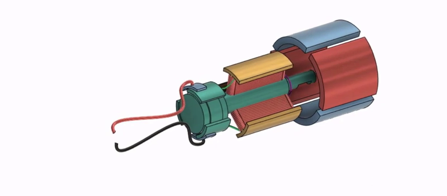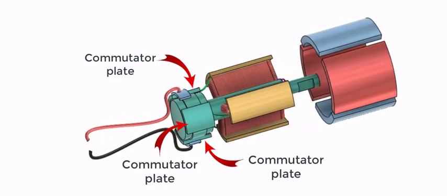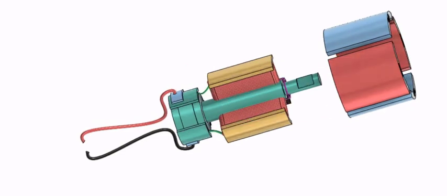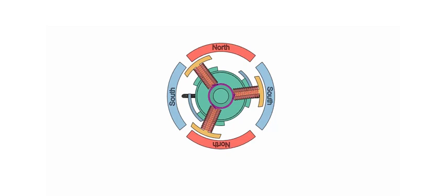explaining the concepts. Additionally, this motor features three commutator plates connected to the rotating rotor components. Each commutator plate is linked to a single electromagnet using a small copper wire. On the upper side of the motor, there is a circular wire ring connected to all three coils. Let's explore the current supply in this motor design.